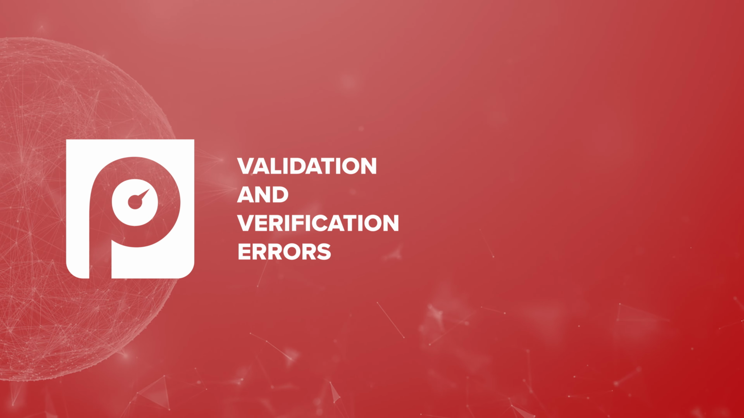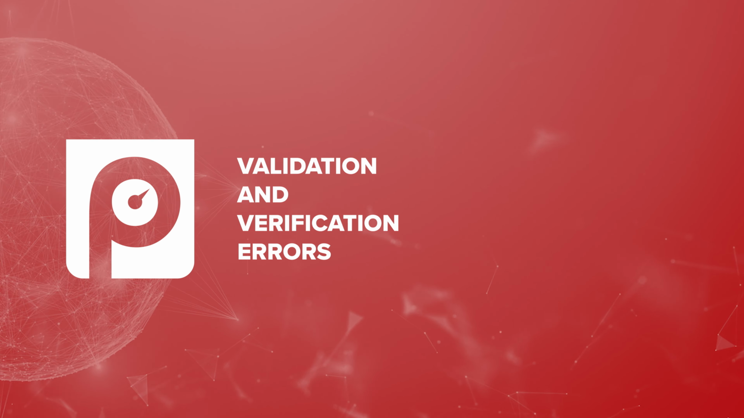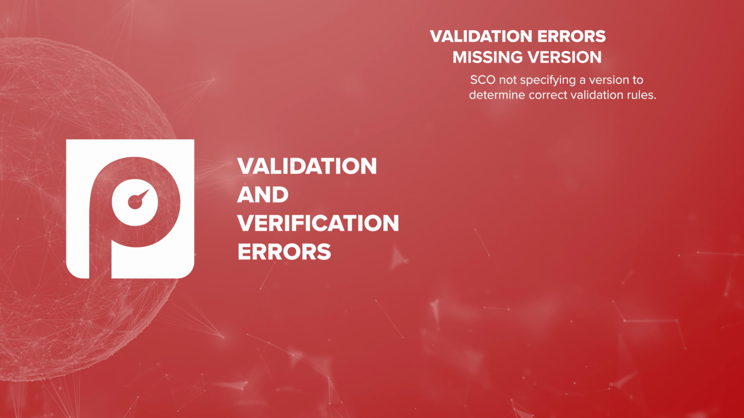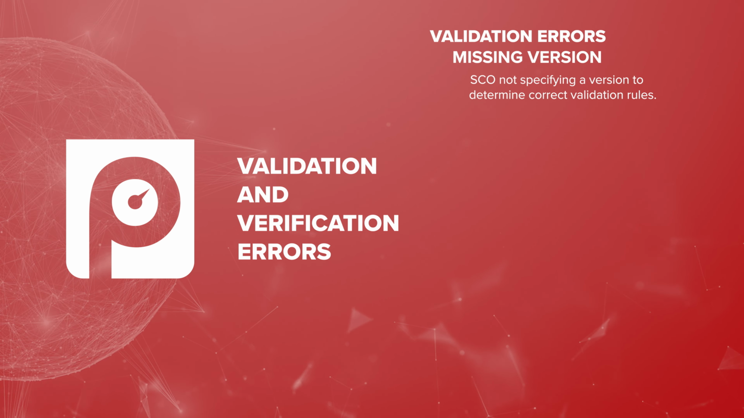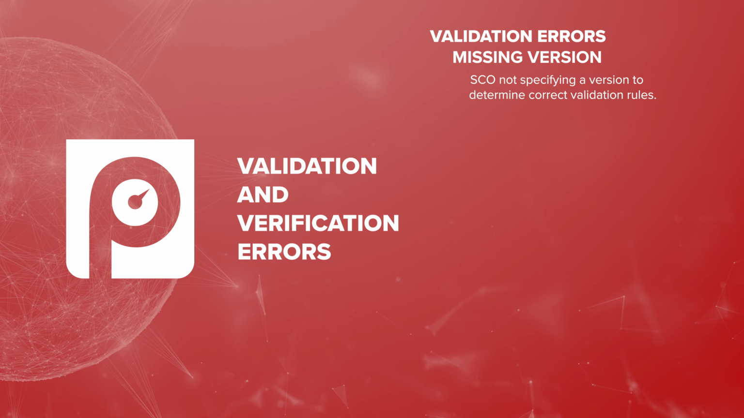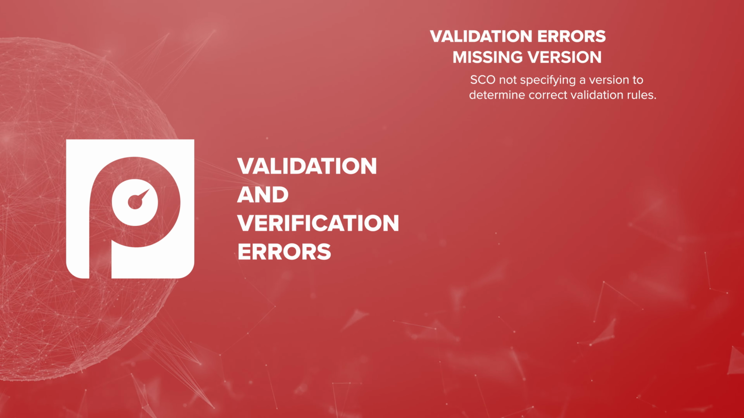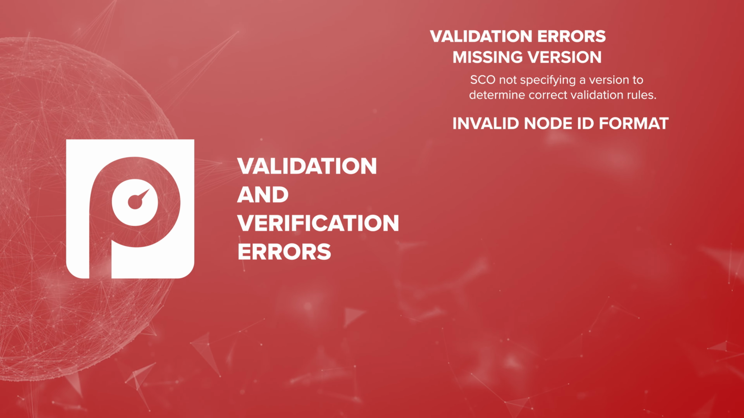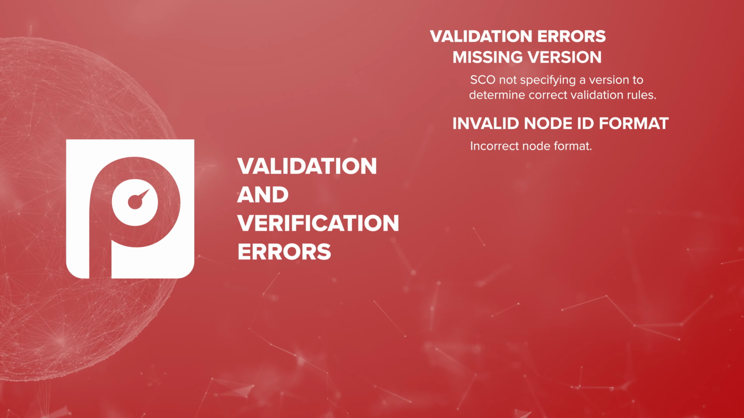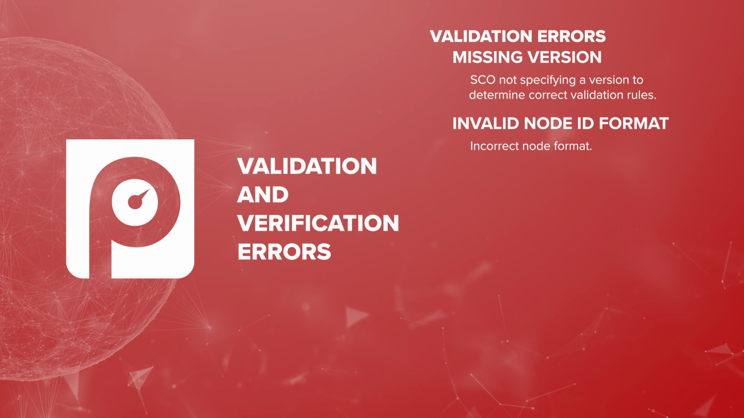Pixalate provides validation and verification error codes to help users identify various issues with the supply chain object. Validation errors include missing version. This refers to a submitted supply chain object not specifying a version, which is essential for determining the correct validation rules. From here, a user can update the supply chain object to include the ver field with the correct version information. Another error may be invalid node ID format. Users may encounter that the format of a node is incorrect. With this information, check whether the node ID does or does not match the expected format as per the OpenRTB specification.